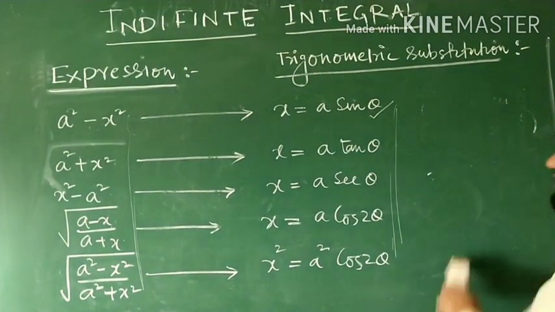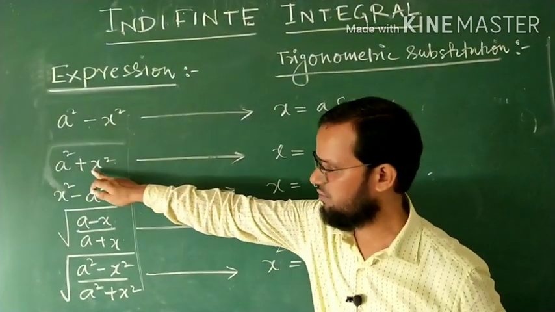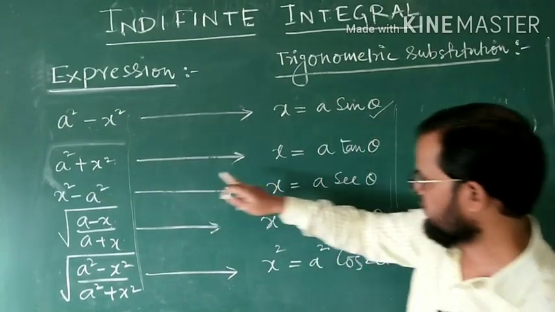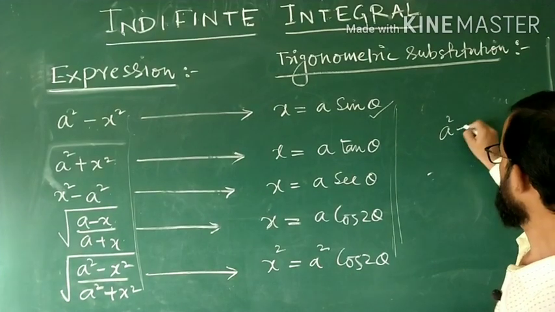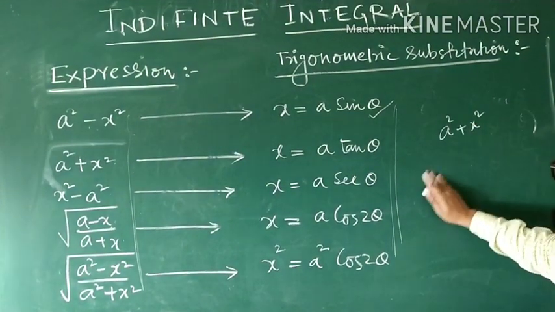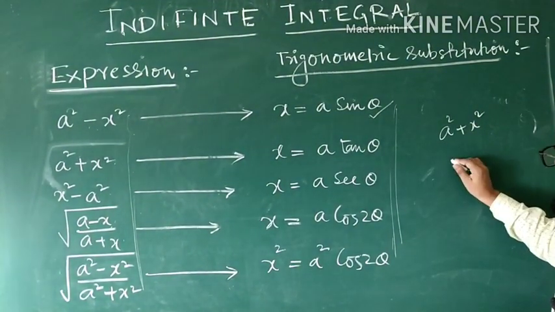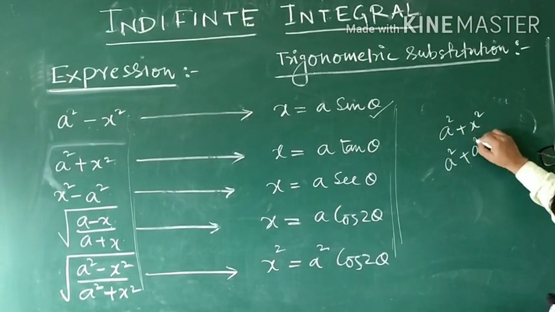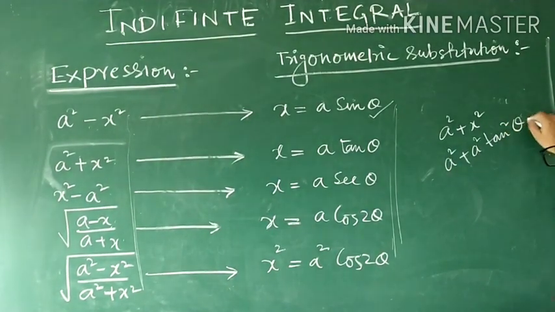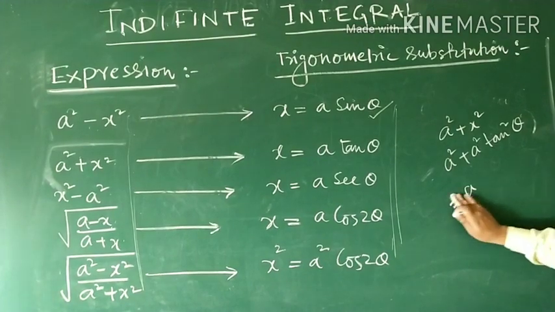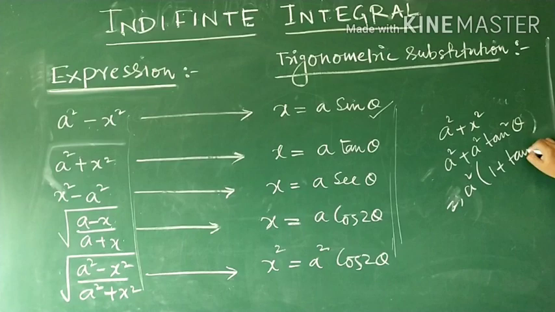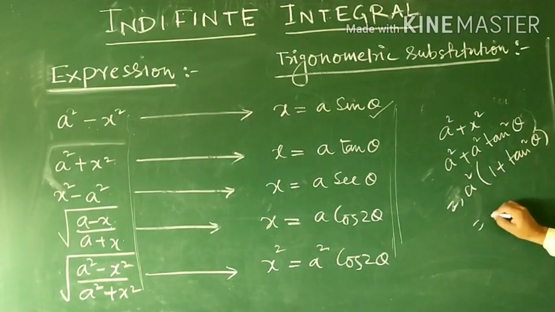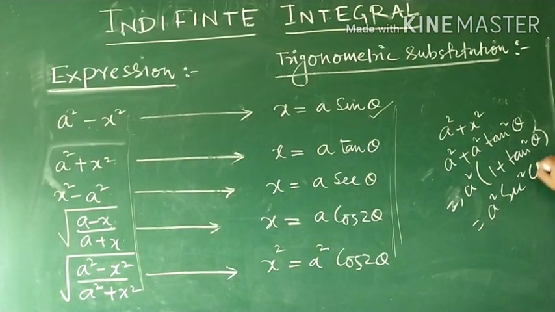Now comes the next algebraic expression, a square plus x square. Here the substitution is x is equal to a tan theta. If you put x is equal to a tan theta, you get a square plus a square tan square theta. If you take a square common, you get 1 plus tan square theta, and it becomes a square sec square theta. So ultimately your expression becomes simpler.